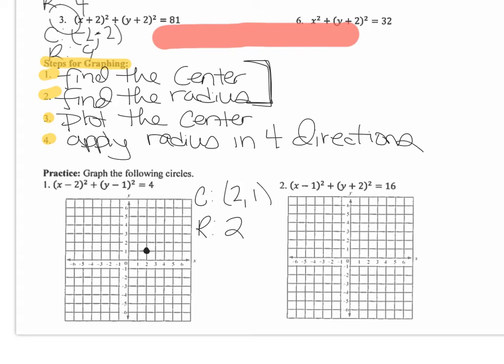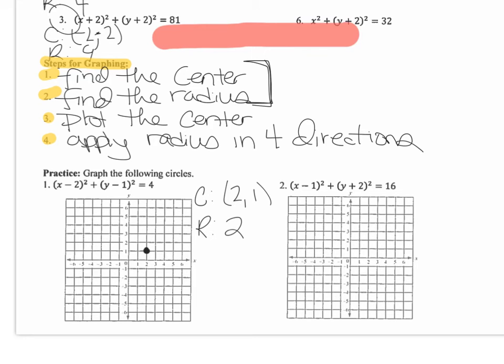I'm going to plot a point. I'm now going to apply my radius. What I mean by that is, I'm on my center, and I'm going to apply my radius. I'm going to go 2 to the right and plot a point. I'm going to go 2 up from my center and plot a point. I'm going to go 2 to the left and plot a point. And I'm going to go 2 down and plot a point. I'm just applying my radius in 4 directions.